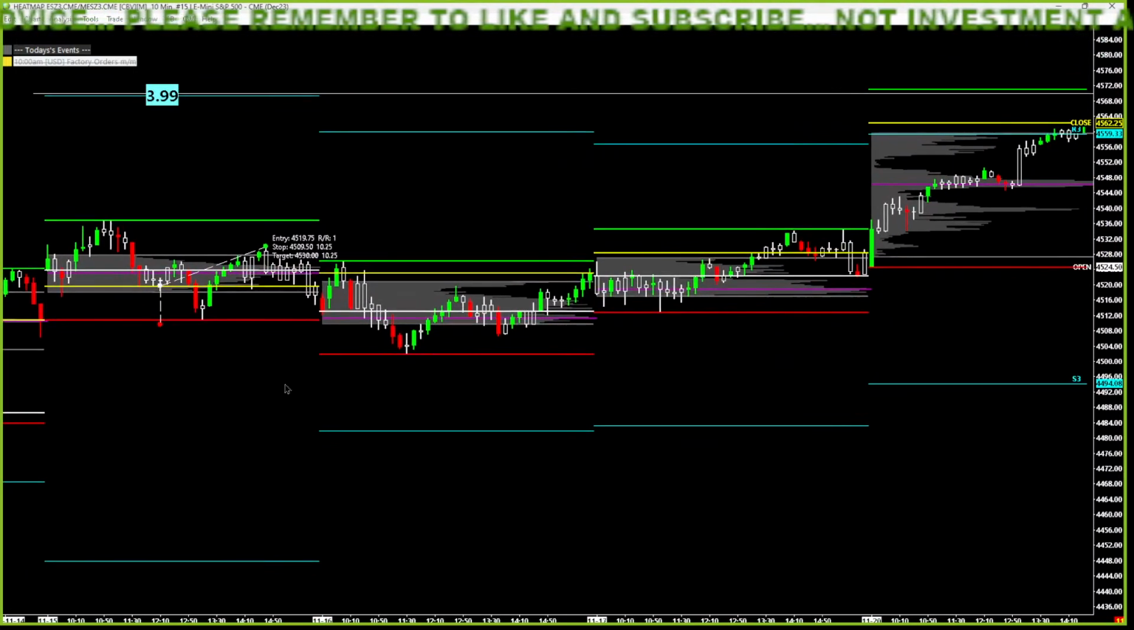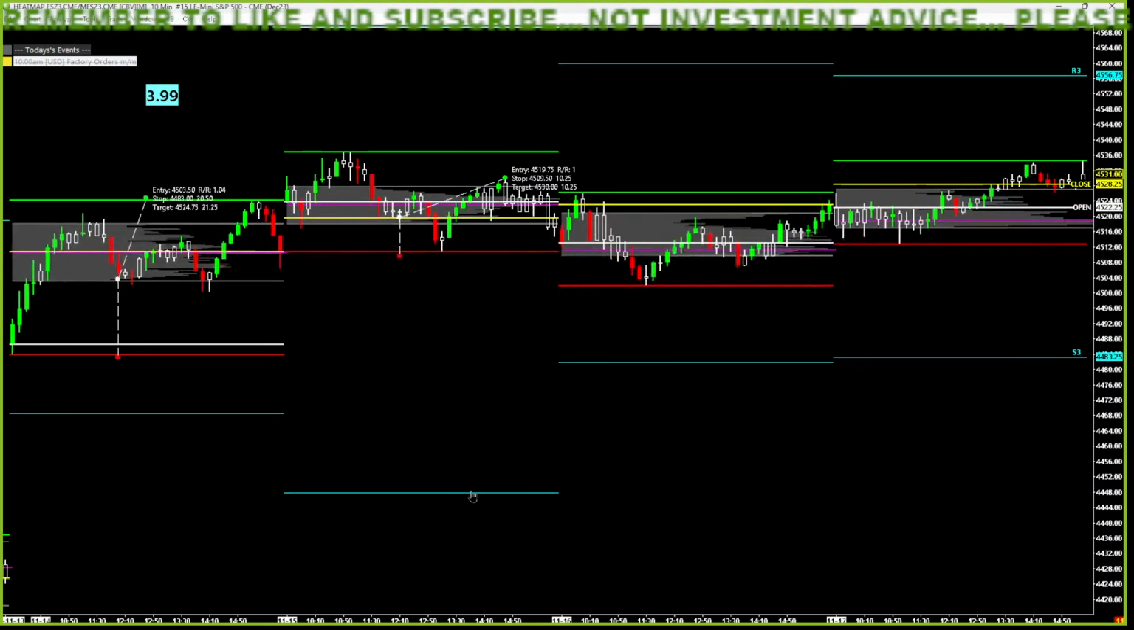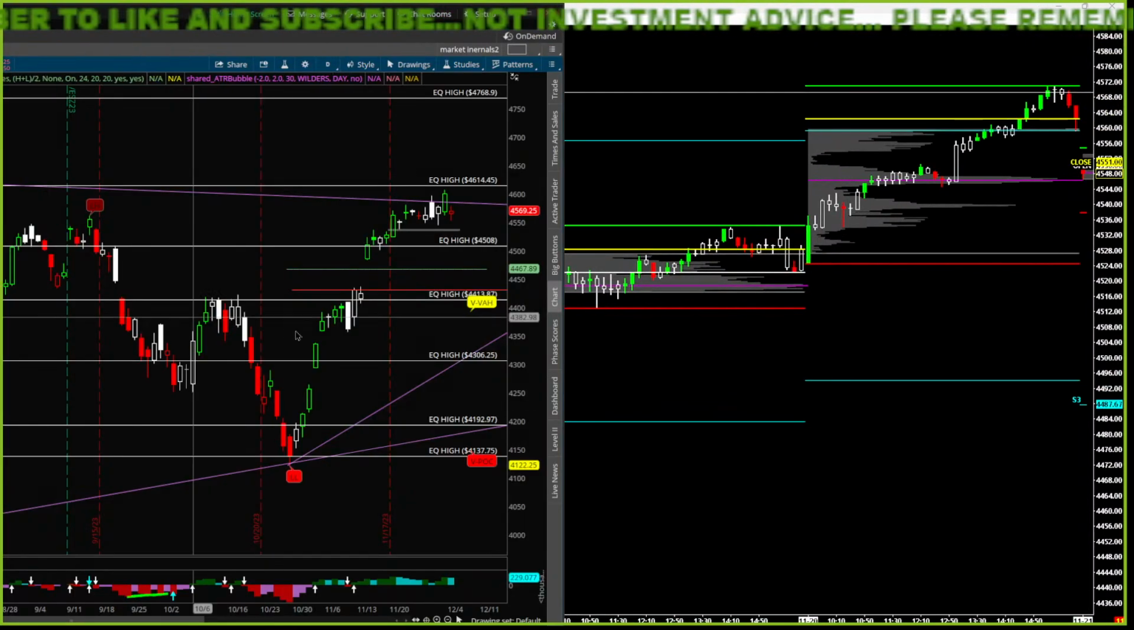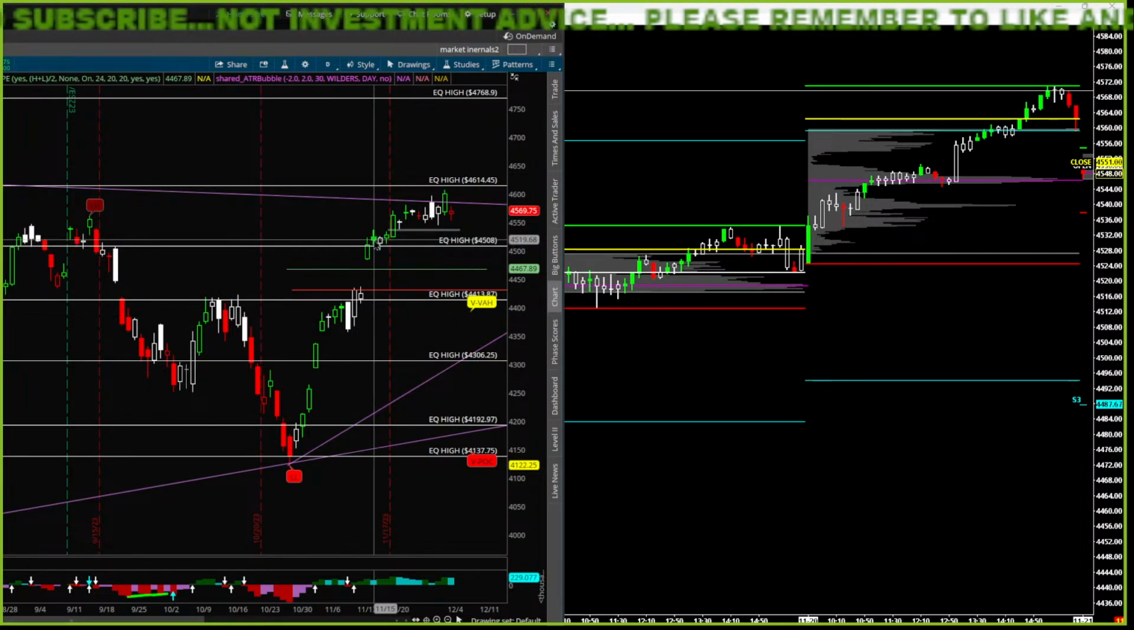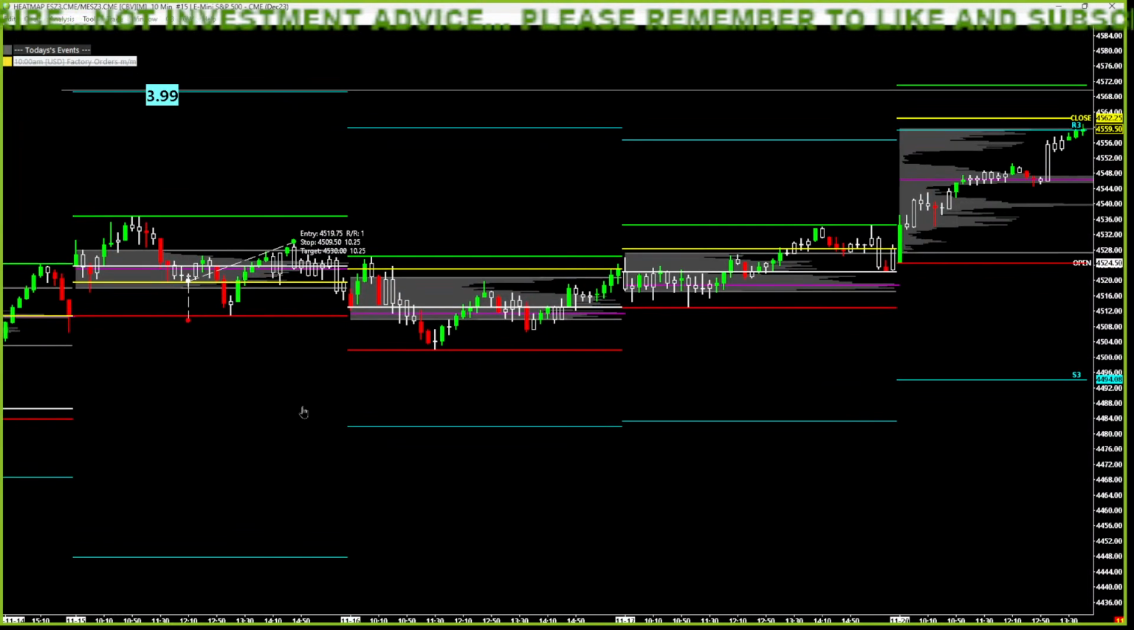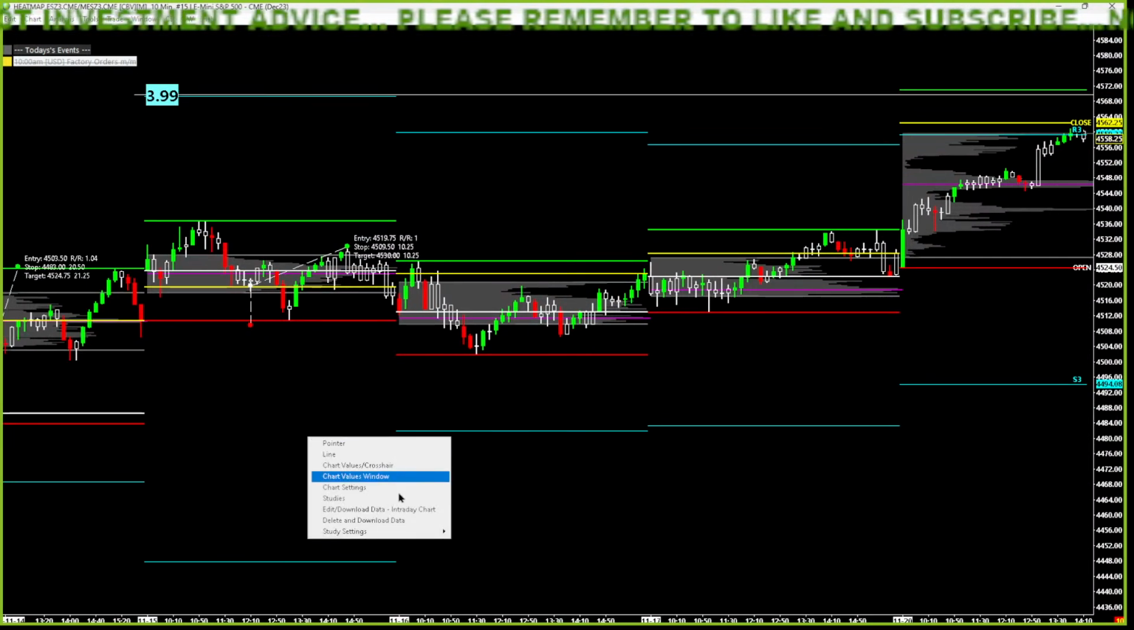Moving on. Next day, we've got a +4 day, right? This day, the 15th, ends up being a +4 day. We're here. So what do we know? We're in a very narrow value area.